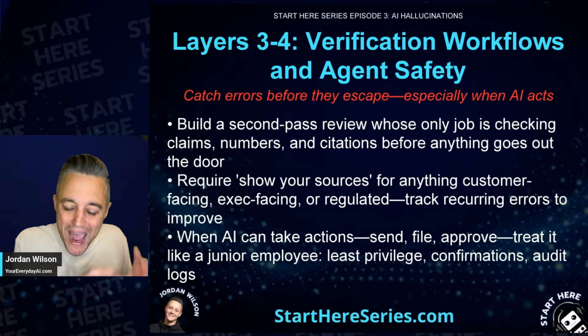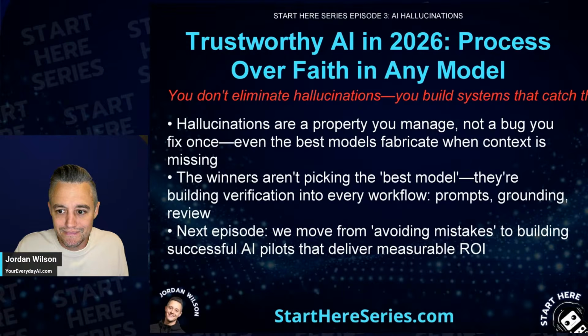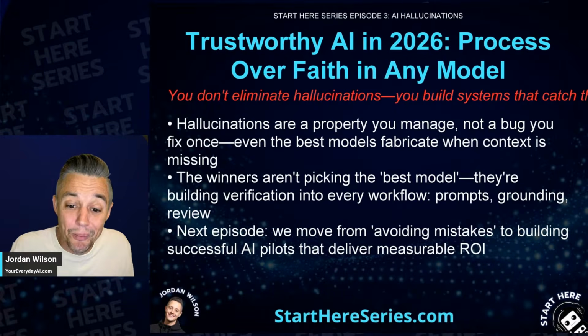But if you have expert-driven loops, and if you go through those 4 steps that I talked about, I think hallucinations are no longer going to be the big elephant in the room. You're going to be able to reduce them. All right. But remember, it's not going away. Hallucinations are a property that you need to manage, not something that you hope will get fixed one day. And it's not that the winners right now are picking the best models. They're just building those 4 steps of verification into every single piece of work that they're doing.